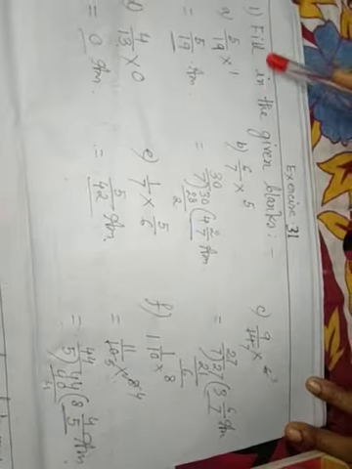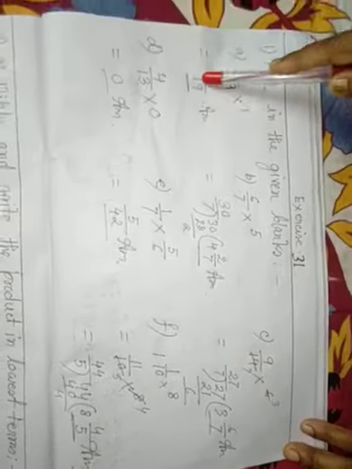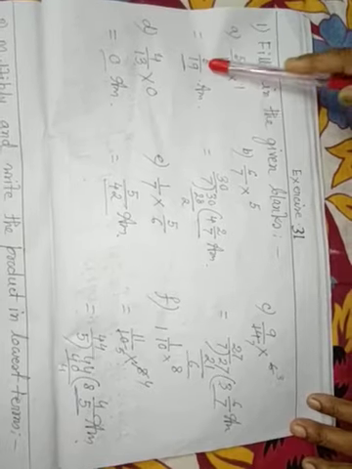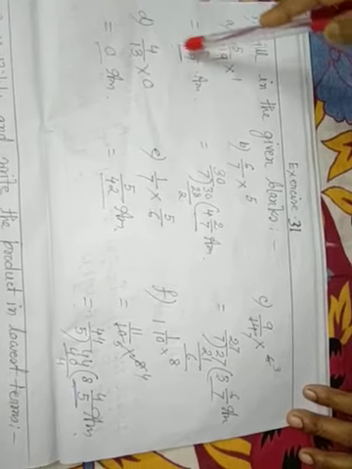Fill in the given blanks. A, 5 by 19 into 1. If any digit is multiplied by 1, the answer is the digit itself. So 5 by 19 into 1 is 5 by 19.